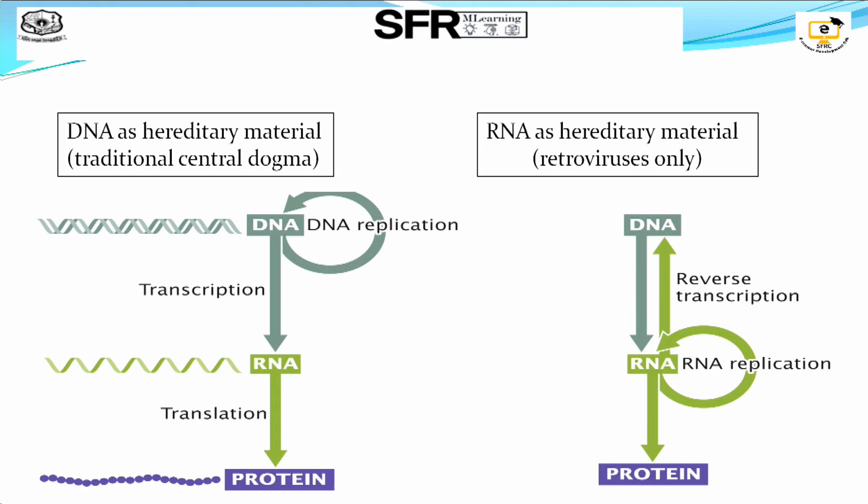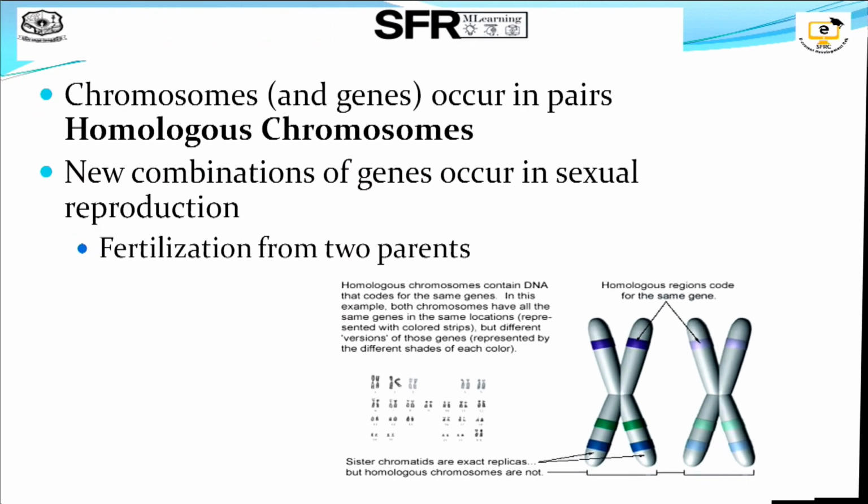The DNA acts as a hereditary material, and it is the central dogma. The DNA undergoes replication, and by transcription the mRNA will be formed, then by translation the protein will be formed. In some organisms, the RNA acts as the hereditary material, that is in retroviruses. There the RNA will undergo reverse transcription into DNA, then again DNA to mRNA and the protein will be formed. Okay. Chromosomes and genes occur in pairs.